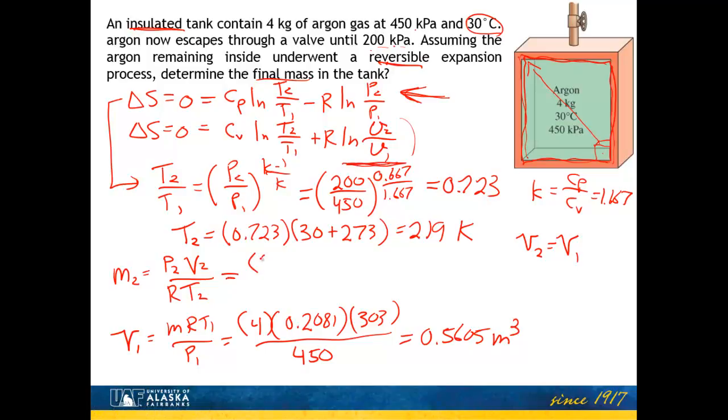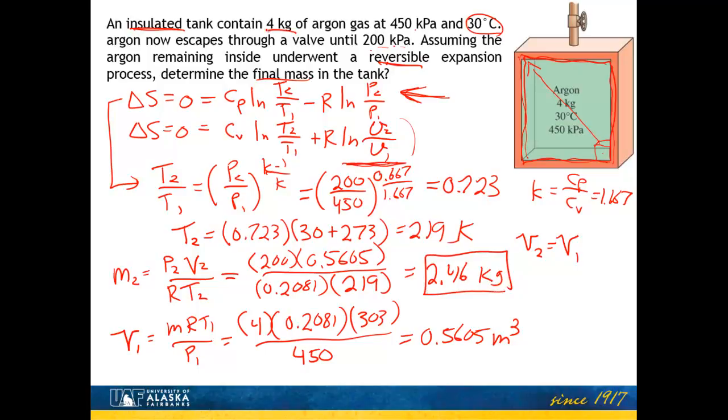So now my pressure went down to 200. My volume stayed the same at 0.5605, and dividing that again by R of 0.2081, and then my final temperature 219. I found 219. I already found that. All right, so that's going to give me what my final mass is, and my final mass is 2.46 kilograms. So I started off with 4, went down to 2.46, so about 1.54 kilograms left the system. And that completes this problem.